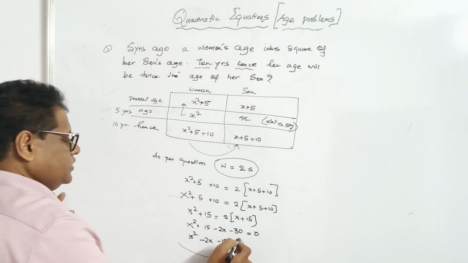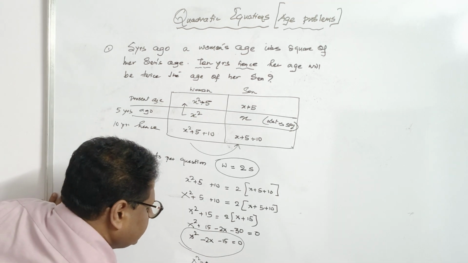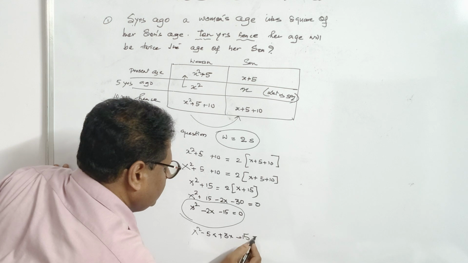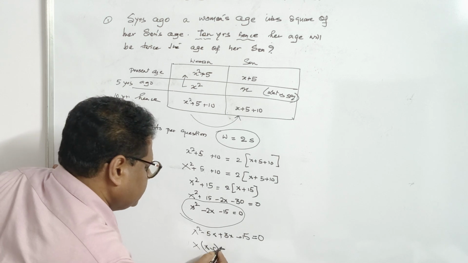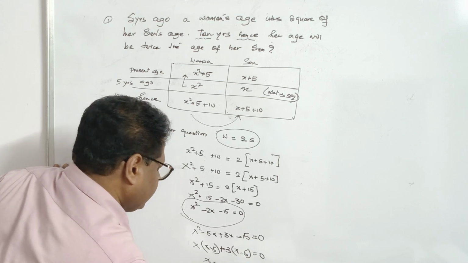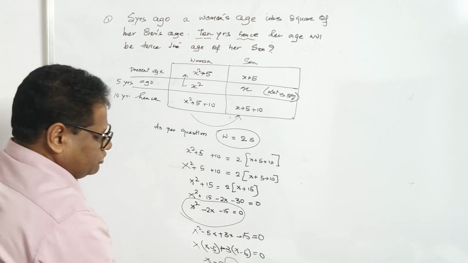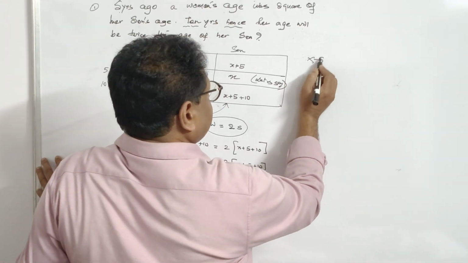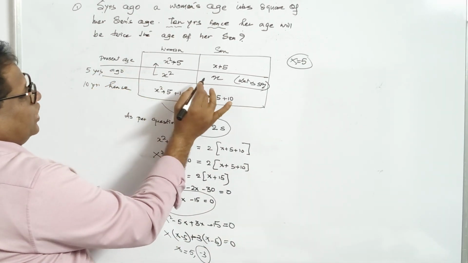Now this is the quadratic equation which you need to solve. The factors are x square minus 5x plus 3x minus 15 equals 0. On taking x common, we have x into x minus 5 plus 3 into x minus 5 equals 0. So that brings the value x equals 5 and minus 3. Minus 3 is not possible because the age can't be negative, so we are taking x equals 5. This is the age of the son 5 years ago.